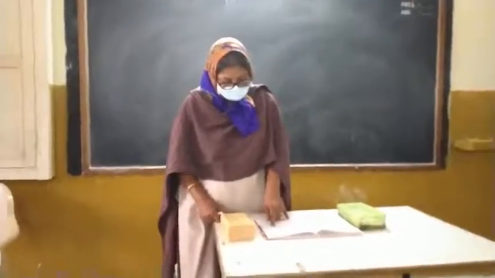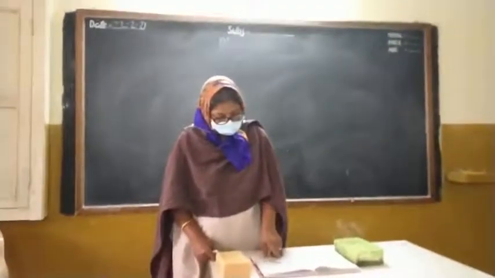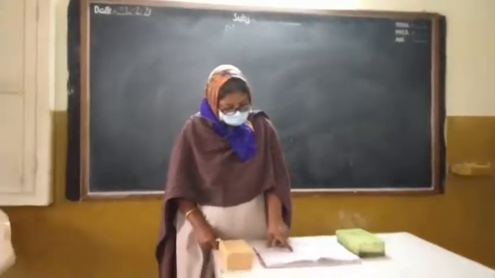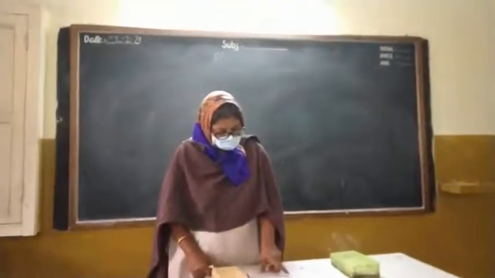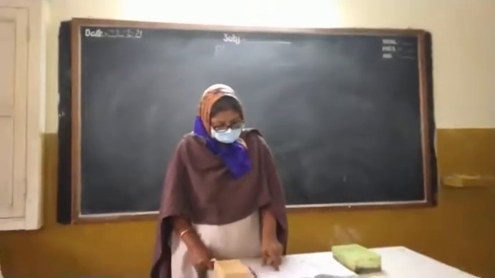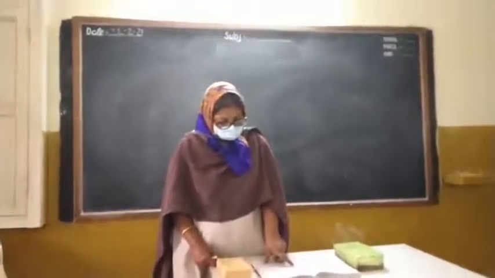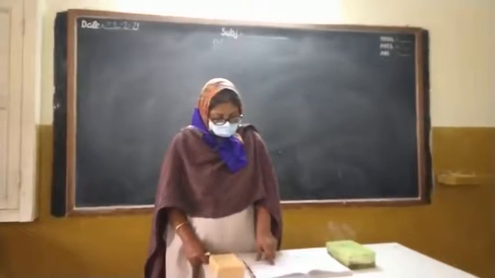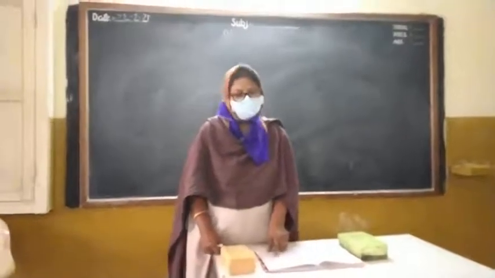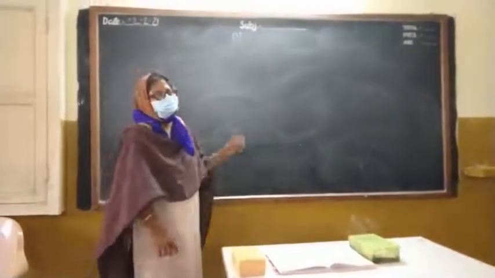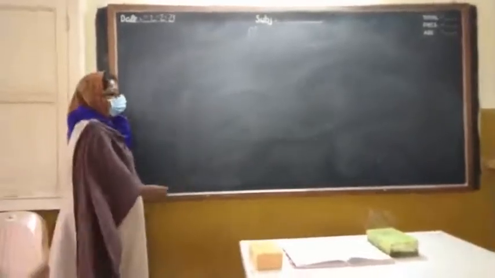A cuboidal box 12.5 centimeter long, 10 centimeter wide and 8 centimeter high. Which box has the greatest lateral surface area and by how much? And which box has the smaller total surface area and by how much? So here two types of boxes are there.